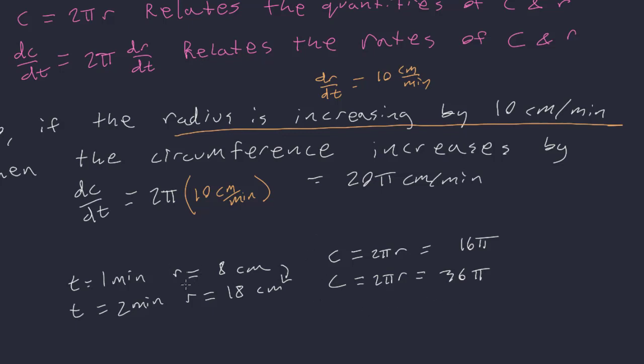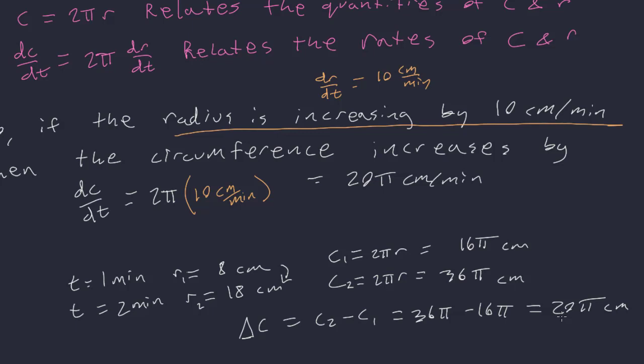Now if we call these r1, r2, C1, C2, then delta C, the change in the circumference, C2 minus C1, will be 36 pi minus 16 pi, which is going to be 20 pi. And these should also be in centimeters, but that's essentially what we're saying: going from minute 1 to minute 2, the radius increases by 10 and the circumference increases by 20 pi. Okay, that's what related rates are all about.